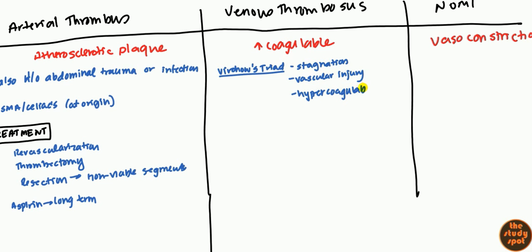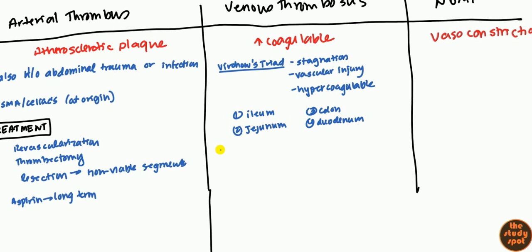The area of bowel that's affected is, number 1, the ileum first. After that, you can go up a little bit into the jejunum. Then we have the colon, and finally the duodenum gets affected. As you probably realize, this is the first time we mentioned the duodenum. So you need to remember that if the duodenum is infarcted, it's most likely a venous thrombus compared to other things. So what is the pathology?